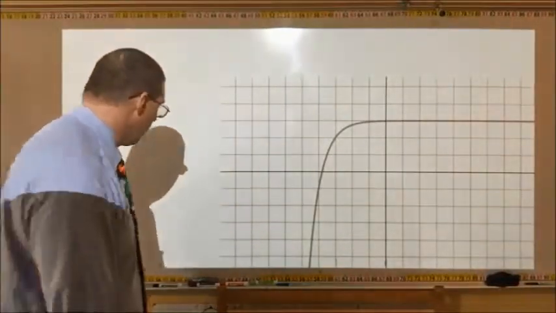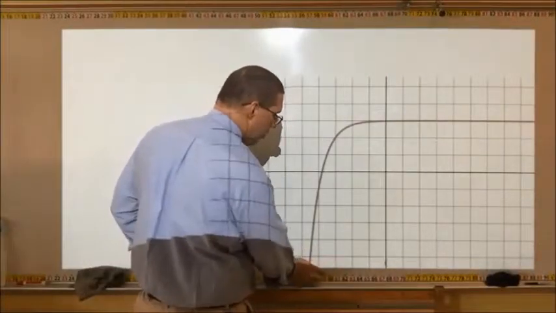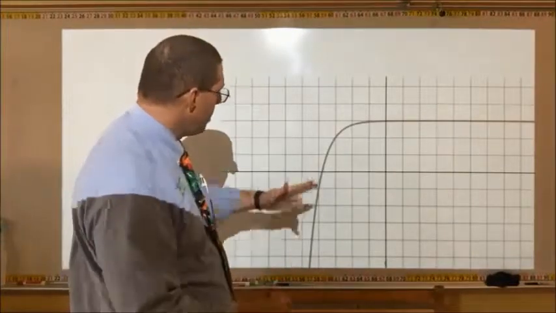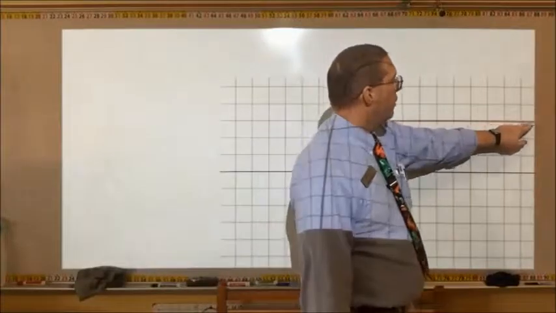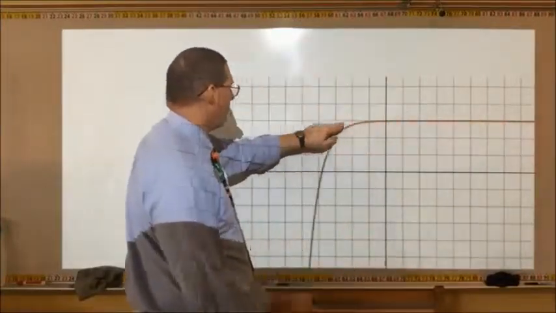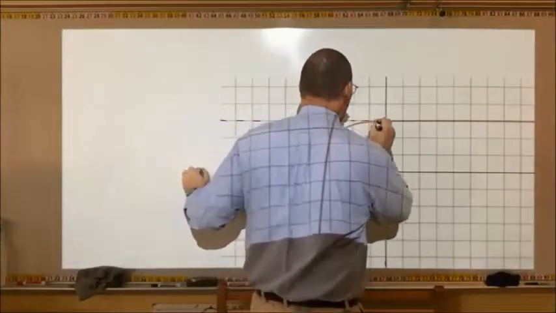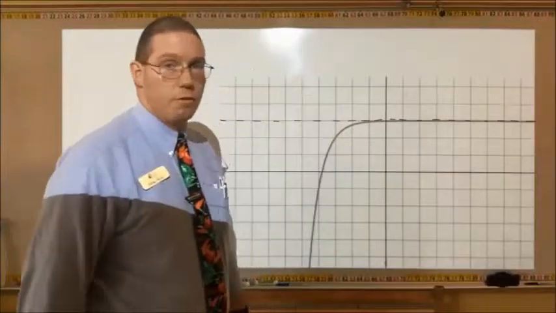All right, so I'm looking for, is this a vertical asymptote, making it a logarithm, or is it a horizontal asymptote, making it an exponential function? Well, it looks to me like it doesn't really go perfectly vertical. It does, however, go perfectly horizontal, meaning there's a horizontal asymptote, which means that this is an exponential function.